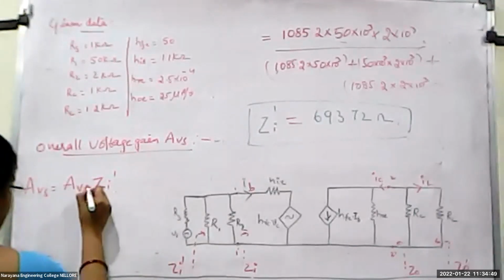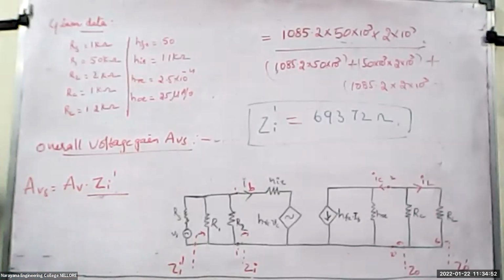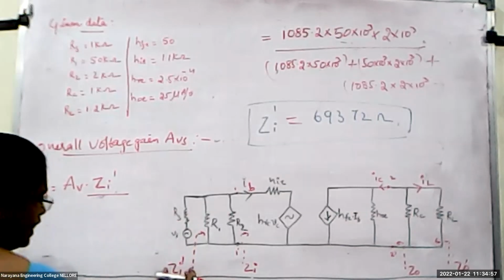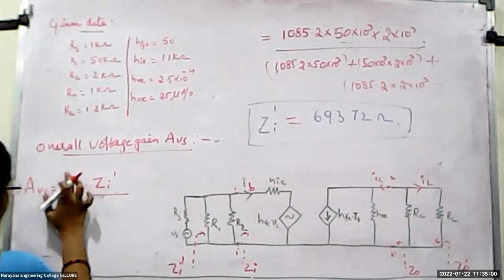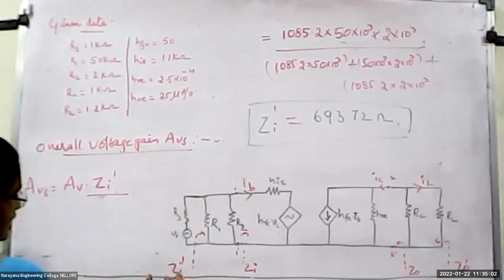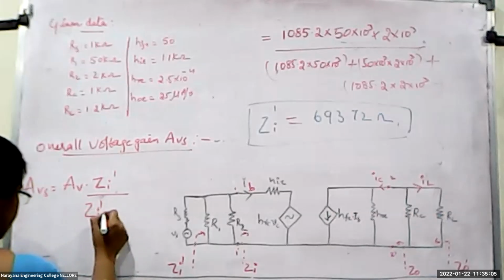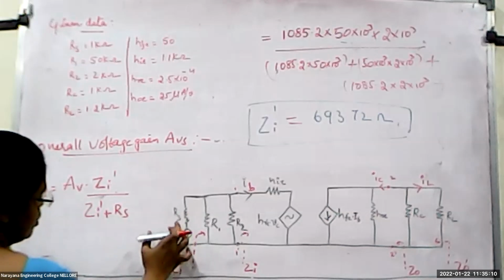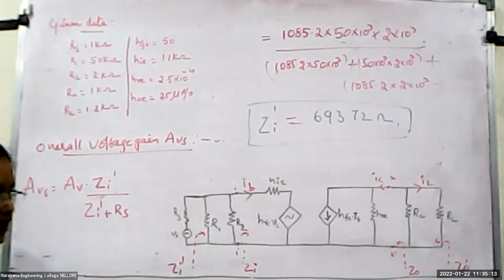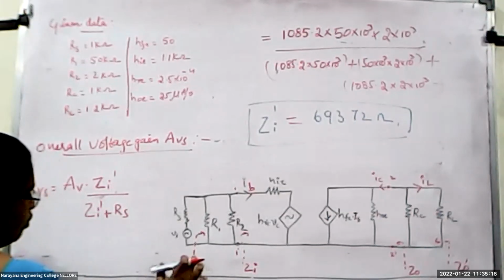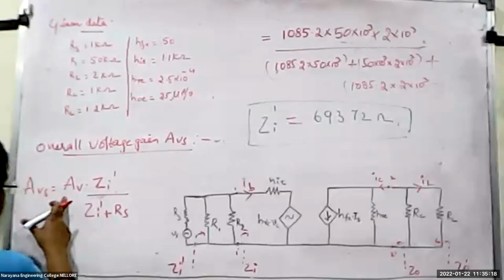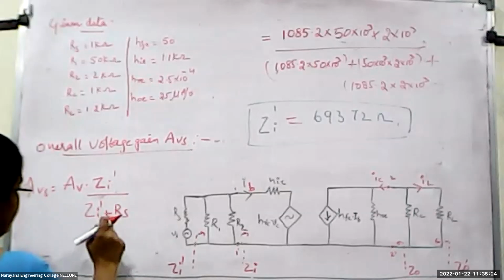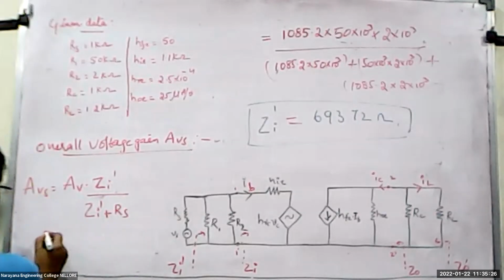Distribution of voltage. You know the formula. To calculate voltage at a resistance, that is, at the source resistance. We are calculating at ZI dash, so you can get total voltage gain into ZI dash by ZI dash plus RS. So where does this voltage get distributed? At the source resistance and at this overall input impedance the voltage gets distributed. So you know the formula, overall voltage is AV into ZI dash by ZI dash plus RS.